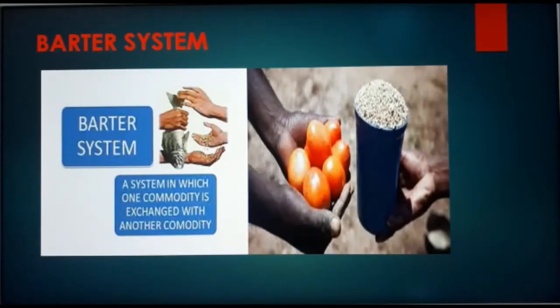Have you heard about the barter system? Before the invention of money, we used this barter system. It is a trade in which goods are exchanged without the use of money.